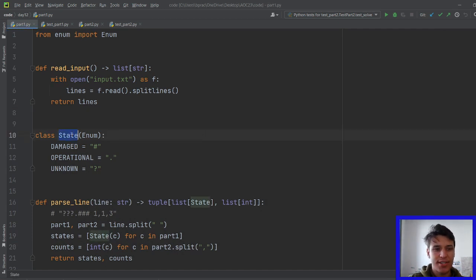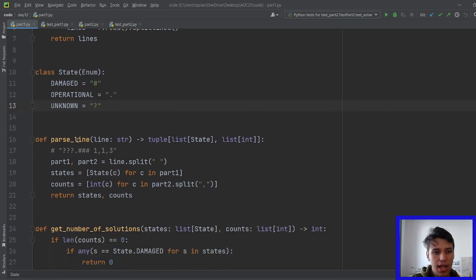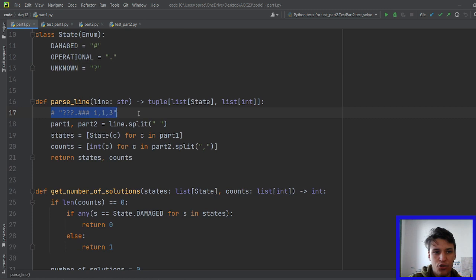First we use this state to represent the state of a spring. It can be either damaged, which would be a number symbol in the input, operational, which would be the dot symbol in the input, or unknown, which would be a question mark symbol in the input. And then for each line, we need to parse it. For the first part, we just convert each character into a state and get a list of states this way. And for the second part, we just parse it into a list of integers that represent the counts.